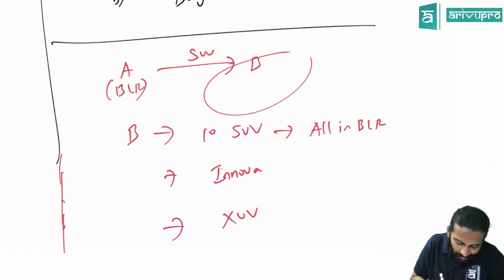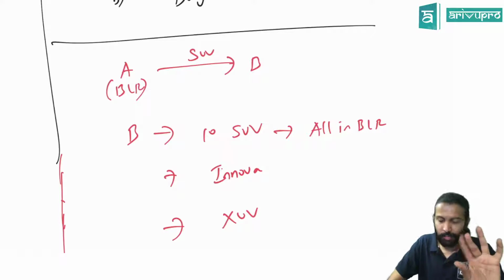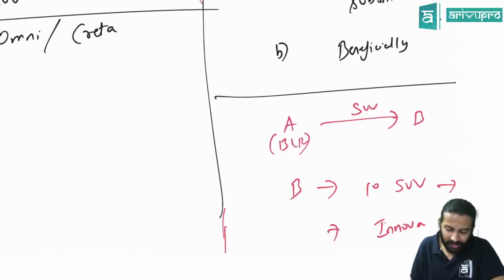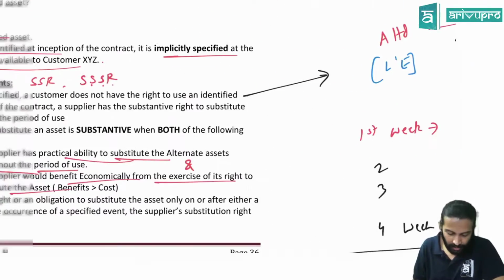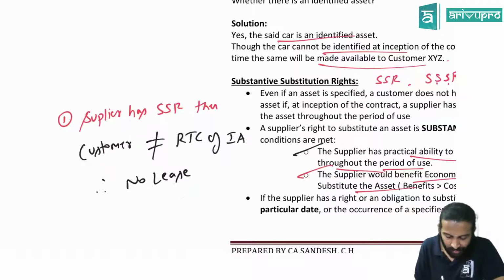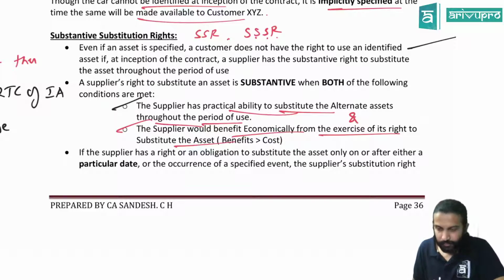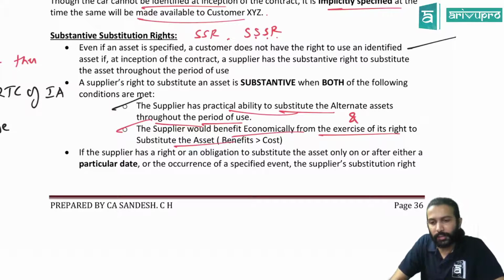You can say B has SSR provided two criteria are satisfied. One, he should have the ability to substitute. And two, it is beneficial for him to substitute. When both are satisfied, the supplier has SSR. And we already wrote, if the supplier has SSR, then the customer does not have the right to control the identifiable asset. Hence, it will not be a lease. Manageable? Is there any confusion, or okay idea? Okay, can I bring in one more pointer?